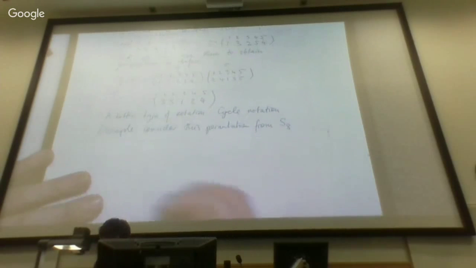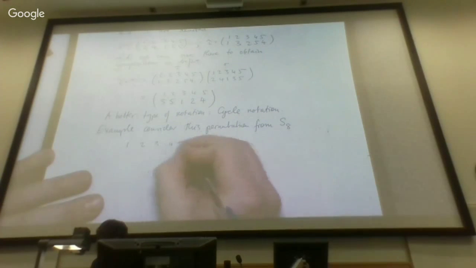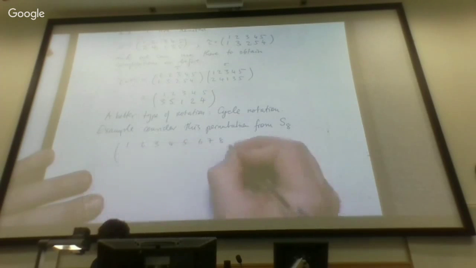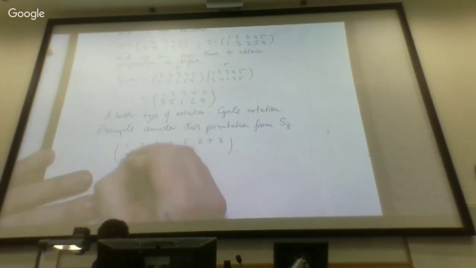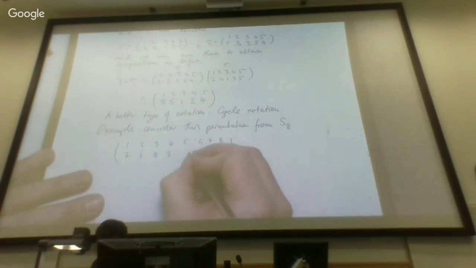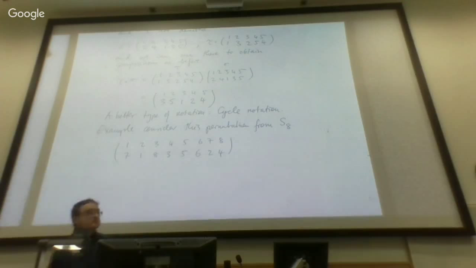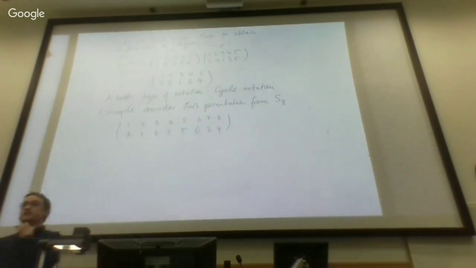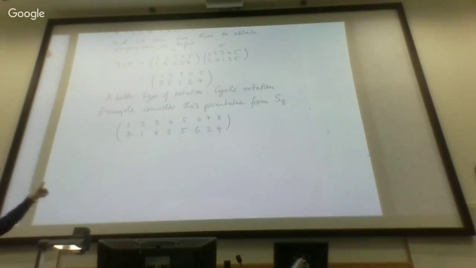The symmetric group S8. I'm going to give it in two-line version. The arguments are 1, 2, 3, 4, 5, 6, 7, 8, and the values are 7, 1, 8, 3, 5, 6, 2, 4. That's a perfectly good permutation from S8: 8 objects rearranged, a mapping from 1 to 8 to the set 1 to 8. But there's actually some structure going on there. It's not really geometric structure, but it is a kind of visual structure, and it helps if you draw a picture.